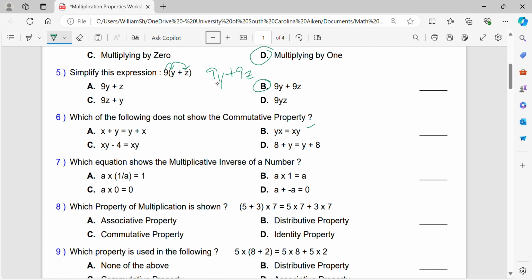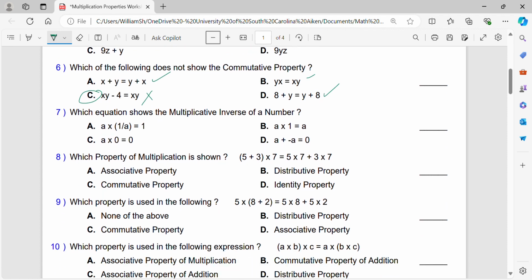If I look at C here, that doesn't even give us a correct statement. X times y minus 4 equals x times y. No, that's not even a correct statement, so I don't even think you can consider that one. If I look at D, this is also a commutative property, but in this case of addition. So A is a commutative property of addition, B is a commutative property of multiplication, D is a commutative property of addition again. The only one that's not a commutative property is part C. So that would be our answer choice here.